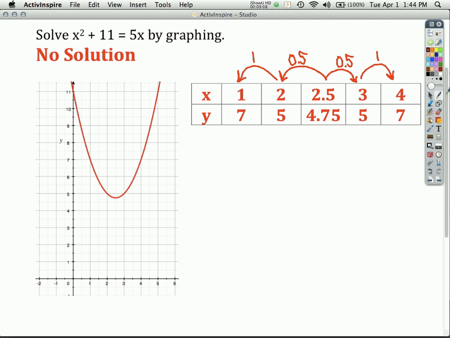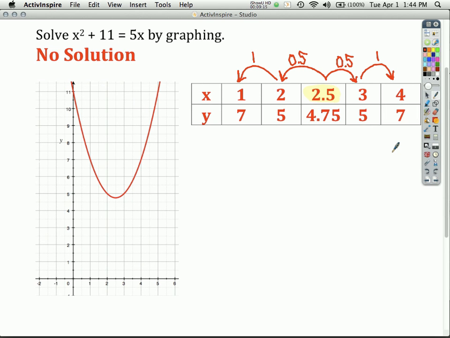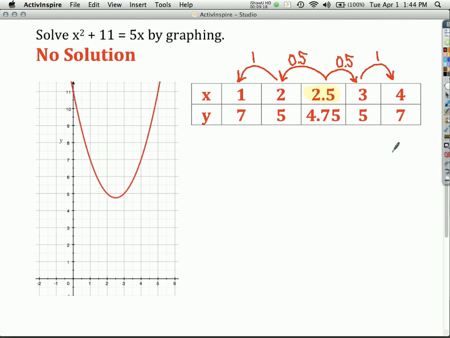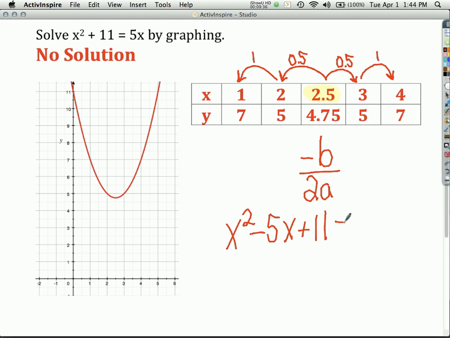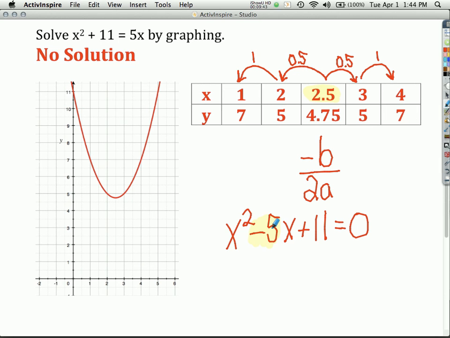Before I could do that, I had to find this. Could someone remind us how we find that? I was pretty impressed that a lot of you knew. Sebastian? Yeah, the opposite of B over 2A. You had to write the equation in standard form first, and so we end up with x squared minus 5x plus 11 equals 0. And then we plug in the opposite of B over 2A.